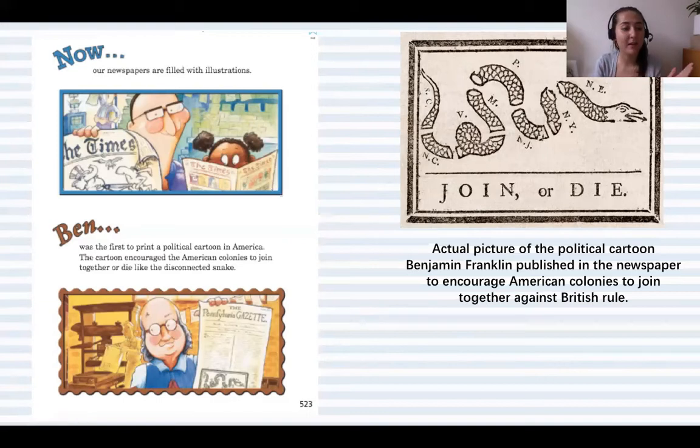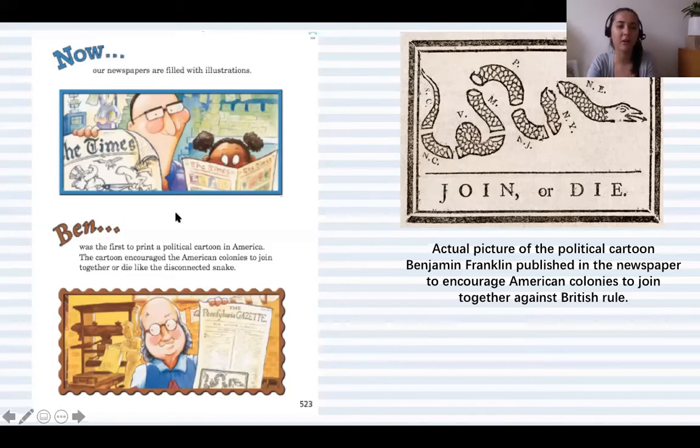So America and Britain were fighting at this time, and Benjamin Franklin said if America didn't join together, they would die. They wouldn't have a fighting chance. So this is an actual picture of the cartoon that Benjamin Franklin published in the newspaper.